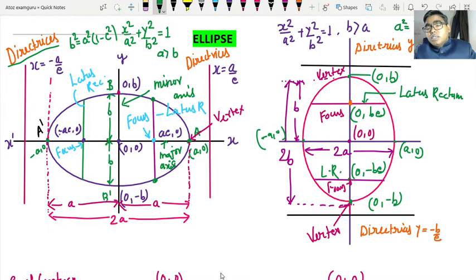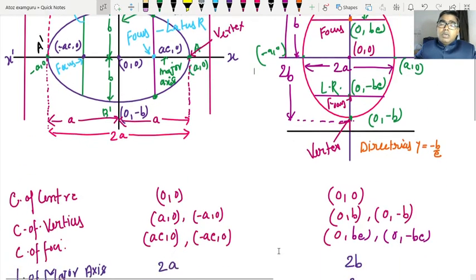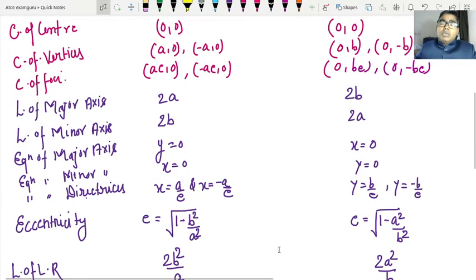And this is the latus rectum. Right friends, this is another latus rectum. And the equation of the directrix is y equal to b upon e, and similarly the other directrix is y equal to minus b by e. So I hope that the basic terminology related to this ellipse is also clear to you. Now let us see the different parameters at one place.